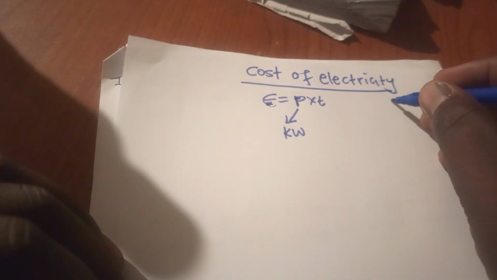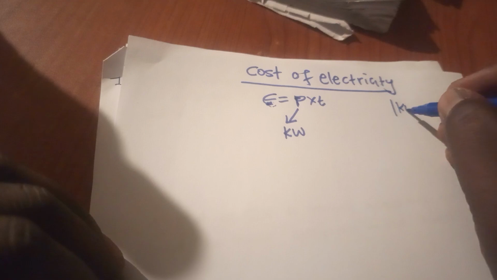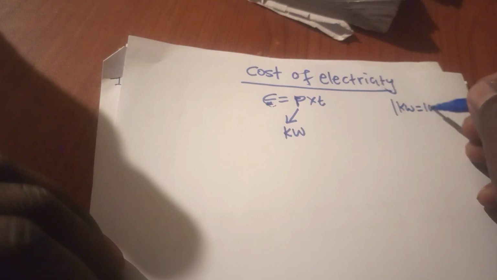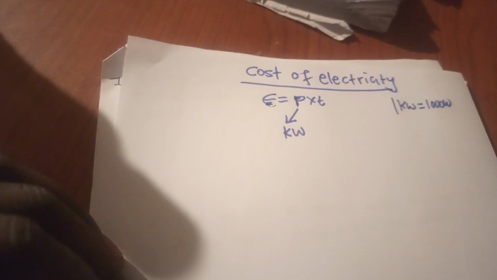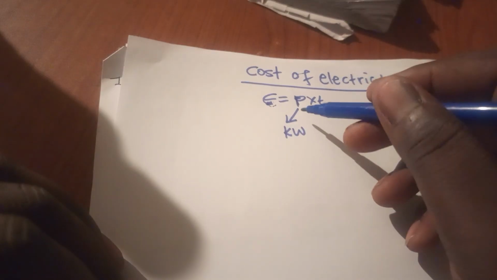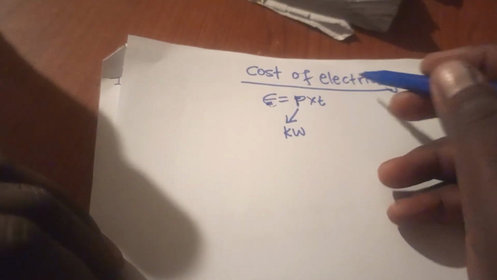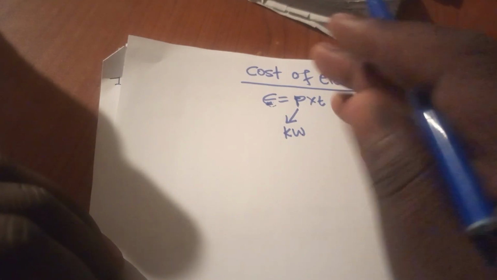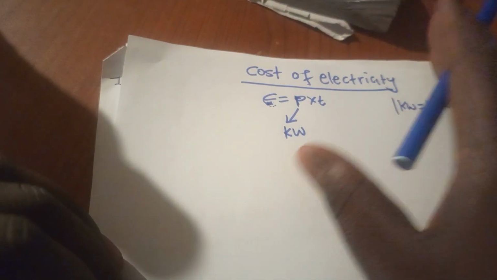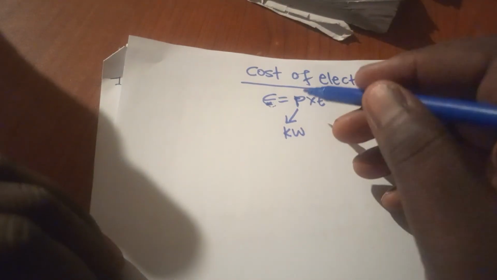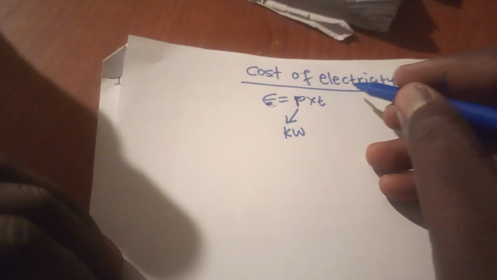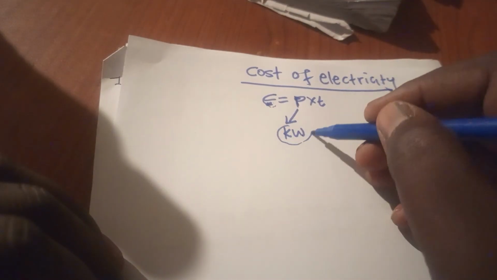And we know that 1 kilowatt is equal to 1000 watts. So you need to know that 1 kilowatt is equal to 1000 watts. Only on cost of electricity, the power needs to be in kilowatts. But in any normal calculations, the power is supposed to be in watts.